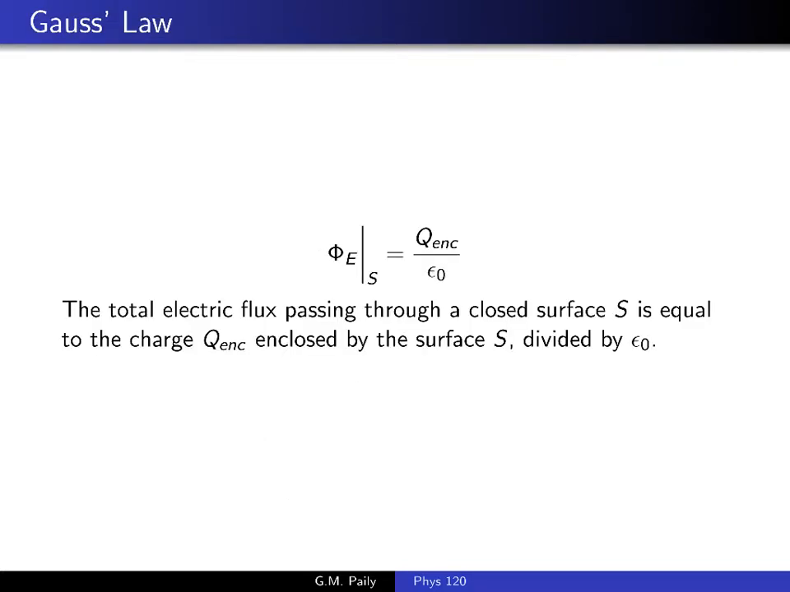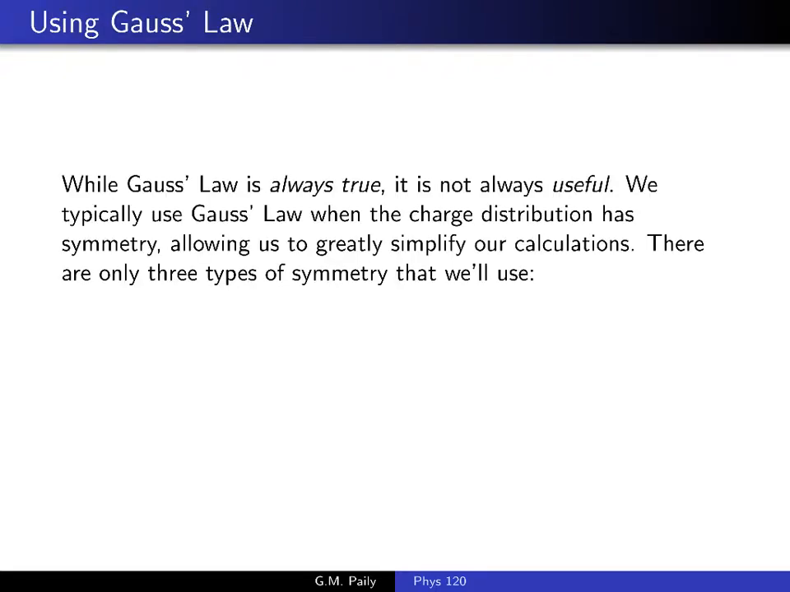Gauss's law tells us that the total electric flux passing through a closed surface S is equal to the charge enclosed by that surface S divided by epsilon naught. While Gauss's law is always true, it's not always easy to use. We typically use Gauss's law when the charge distribution we are looking at has some symmetry, which allows us to greatly simplify the integrals. There are only 3 types of symmetry that we will use.